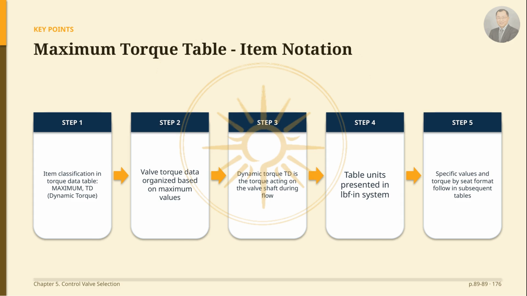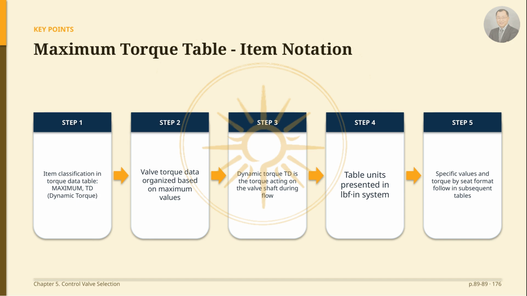This chunk introduces the item notation part of the valve maximum torque table. In the table, maximum, M, meaning the maximum value, and TD, meaning dynamic torque, are noted. Valve torque data is organized based on the maximum value corresponding to the most severe conditions, and dynamic torque TD refers to the actual rotational force acting on the valve shaft while fluid is flowing. The units are presented in the inch-pound system, and specific torque values for each seat type are presented in the following table.